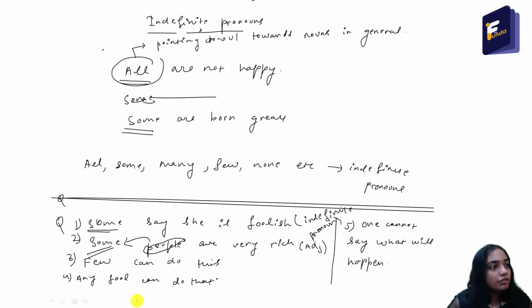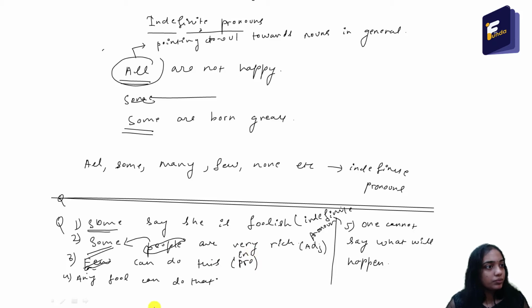Few can do this. Here the word few is not describing any noun, so it is not an adjective, that we are clear. Few is used for some nouns in general, not a particular noun. Ram can do this, Ravi can do this, I will say few can do this. So the word few is an indefinite pronoun.